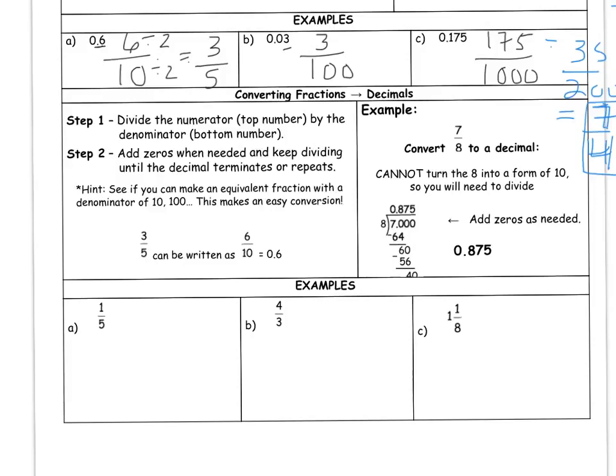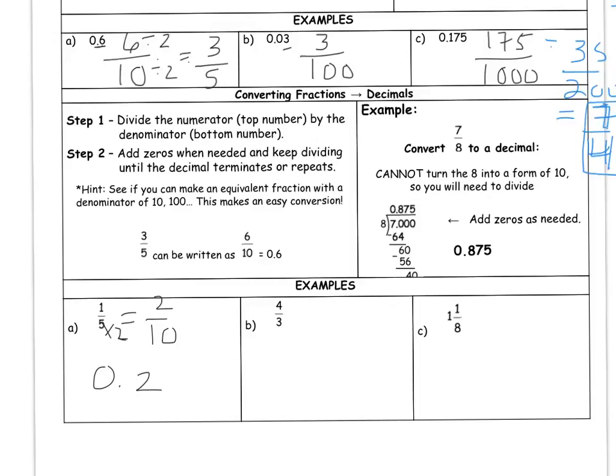So let's try a few together. So 1/5, let's put this in a decimal. So see if 5 can be written over 10 or 100. Well, 5 can go into 10, so I can definitely write it over 10. So 5 times 2 is 10. So 1/5 equals how many tenths is that? So I multiply by 2 on the top, and that would be 2 tenths. Well, 2 tenths in a decimal is 0.2.